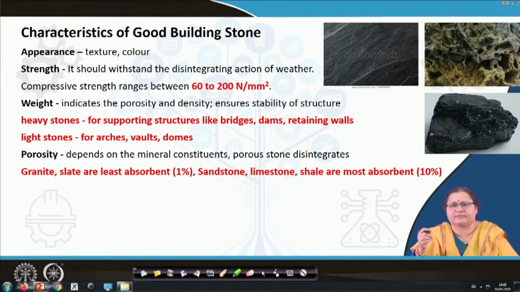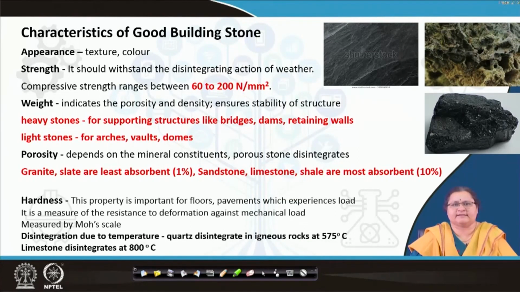cuttings, Jaffrey works. Soft stone, light stone, you can use it that way. Porosity depends on, obviously if it is porous it will keep on absorbing water, but it generally depends on the mineral constituents, and stone degenerates or disintegrates if it is highly porous. Granite and slate are the least absorbent. We will come to the individual stones, whereas sandstone, limestone, shale are most absorbent, even up to 10%.